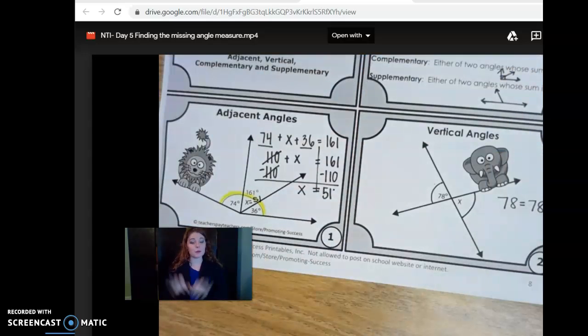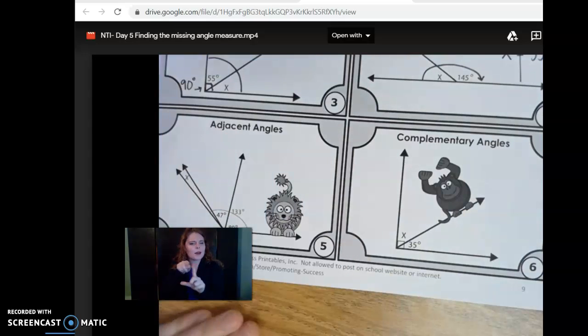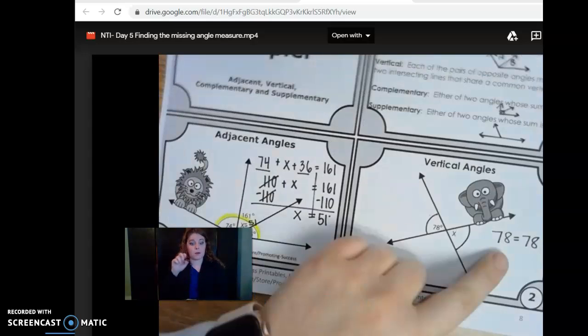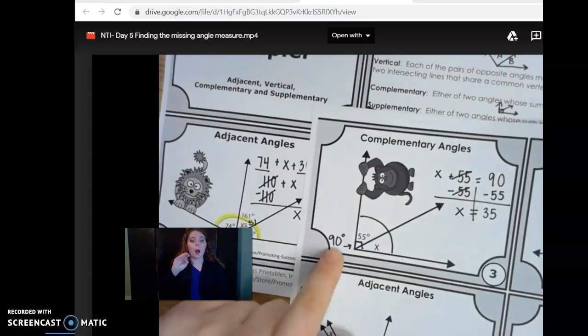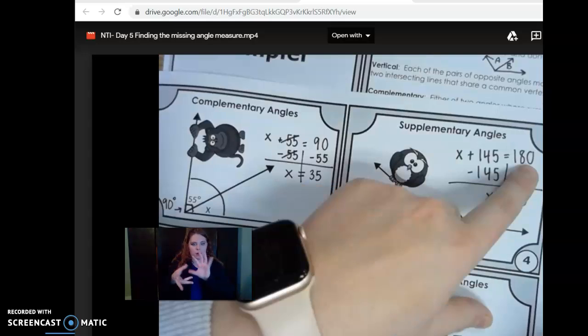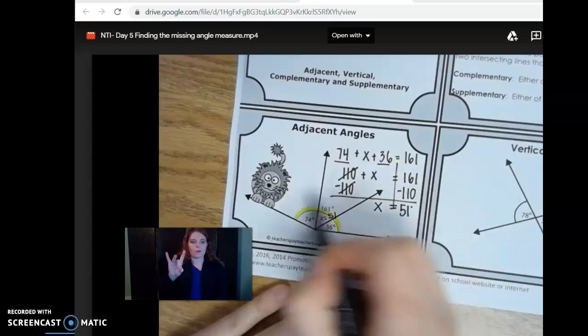The most important part of this is you have to be able to tell what type of angle you're working with, because vertical angles are equal, complementary angles add up to 90, and supplementary angles add up to 180. Adjacent angles add up to something different every time.